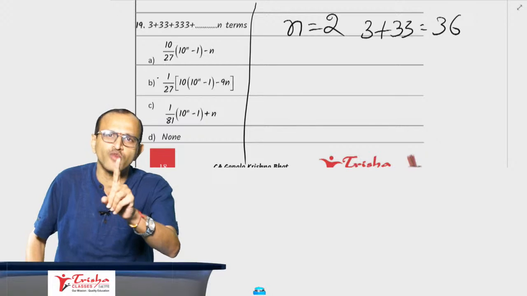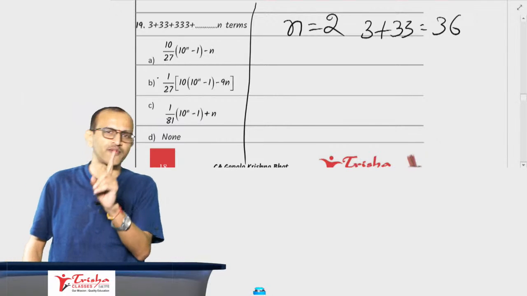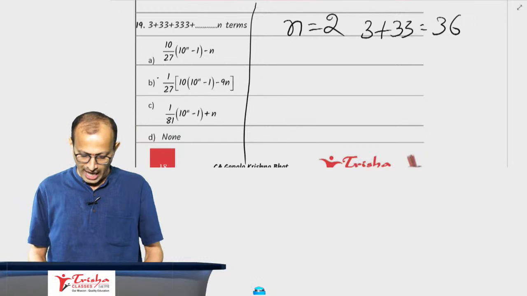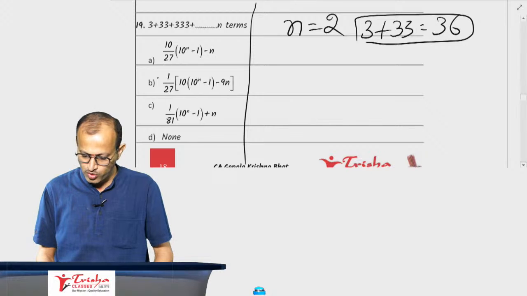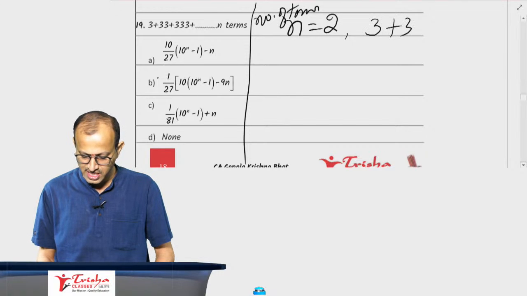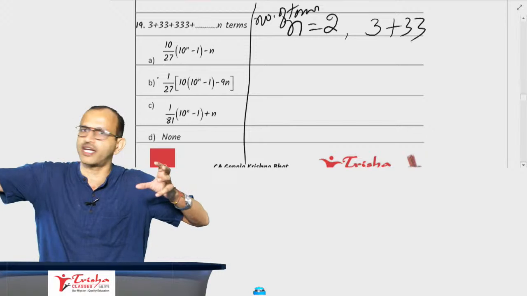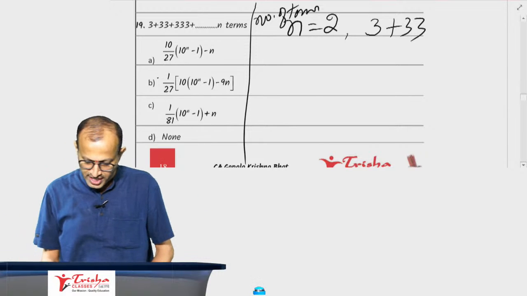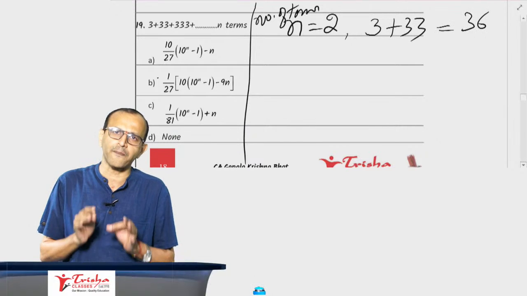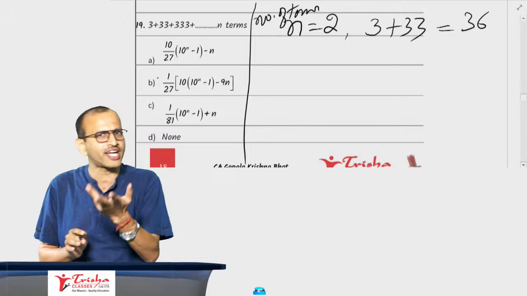Okay, I have taken n is equal to 2. I made the series as only 2 terms, 3 plus 33. N means number of terms. You write along with me. Number of terms n is equal to 2. I will take 3 plus 33. Don't take 100, don't take n, only 2. If n is equal to 2, 3 plus 33, total should be 36. Wherever n is there, I put 2, and I have to get 36.